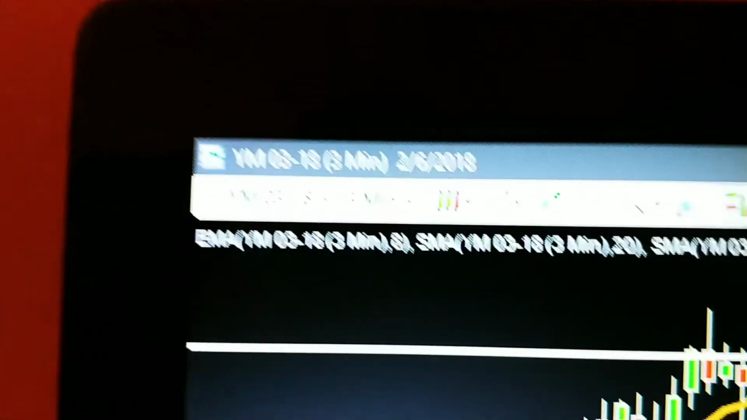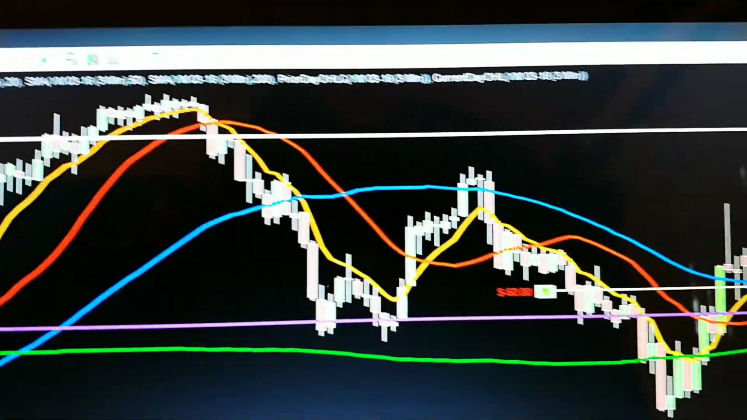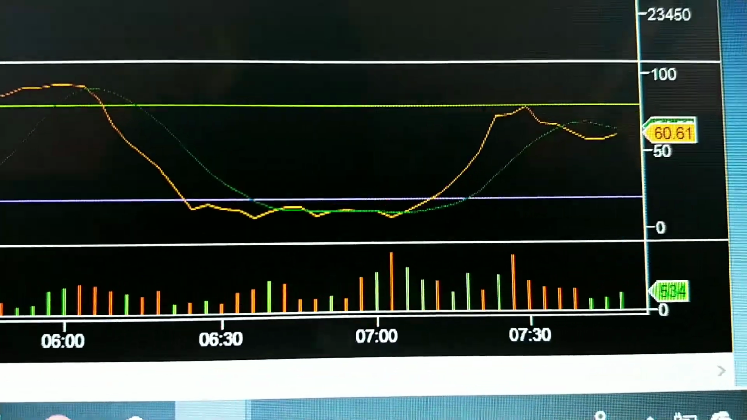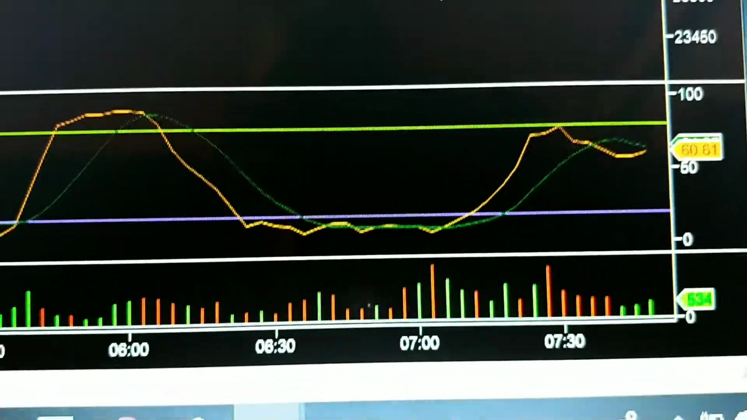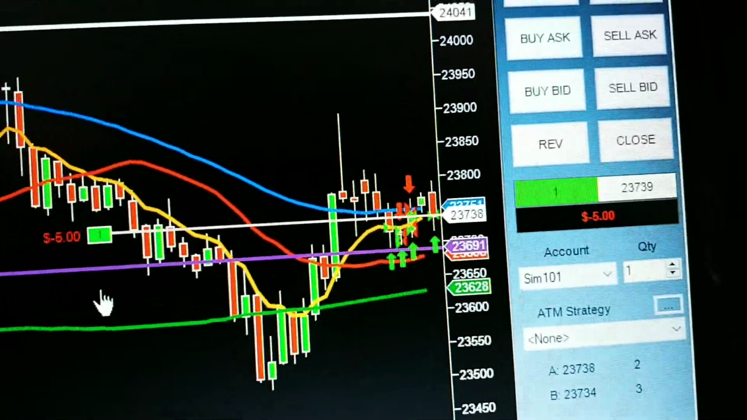This is the same market I just sold, the YM, the Dow. And like I said, this is what's been going on overnight. And it's 6:54, and this is Eastern Standard Time here. So let's see if it pulls back up.